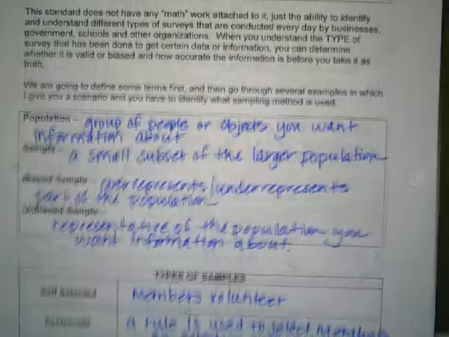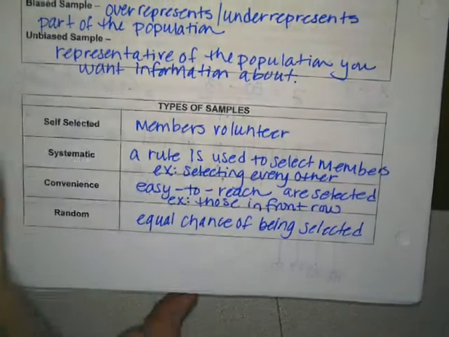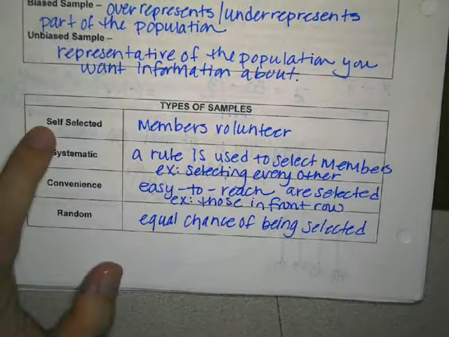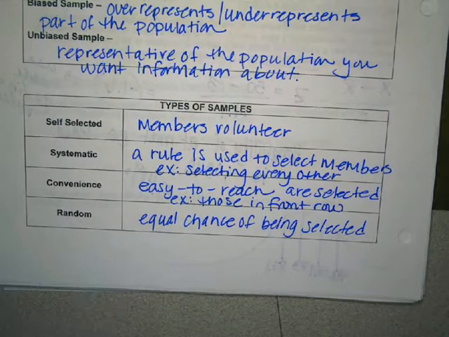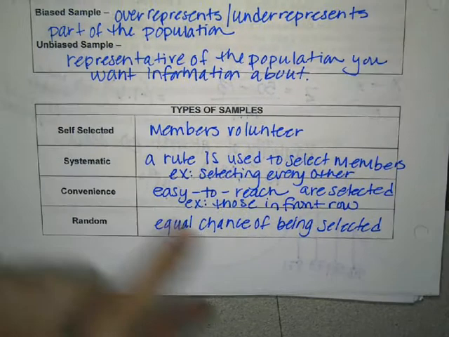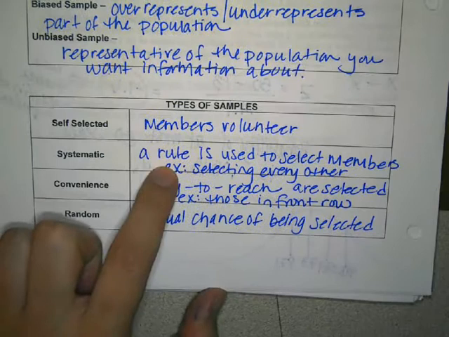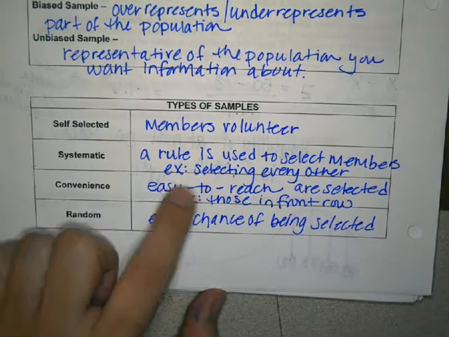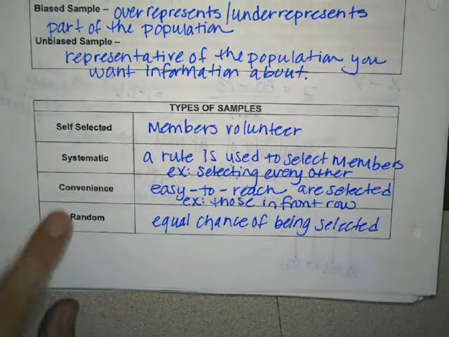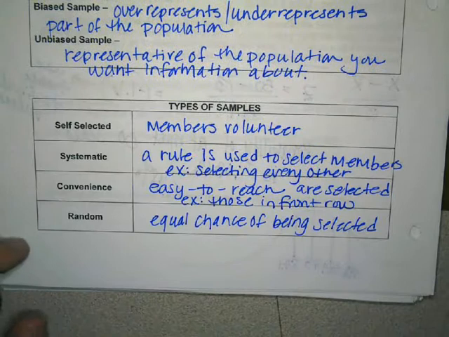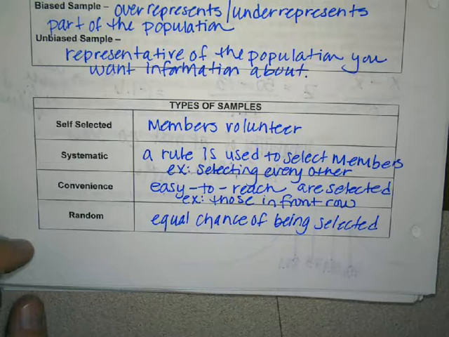Alright, so types of samples. You have self-selected. Self-selected, the members volunteer. So you say, I want to give a survey, who would like to take the survey? Systematic, a rule is used to select the members. So you have a group of people or of a population, and maybe you decide to select every other person. So there's some kind of rule attached to it. Convenience, easy to reach are selected. So example, those in the front row in a group. You just ask the people in the front row.